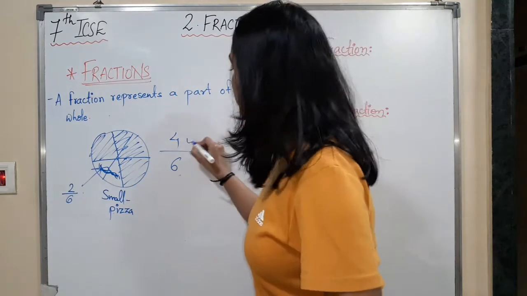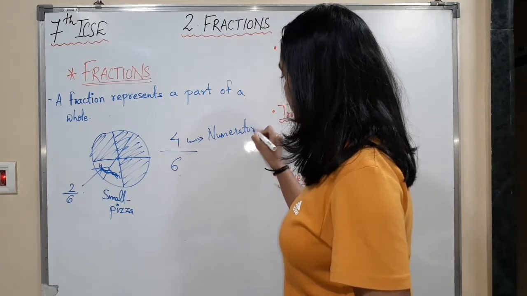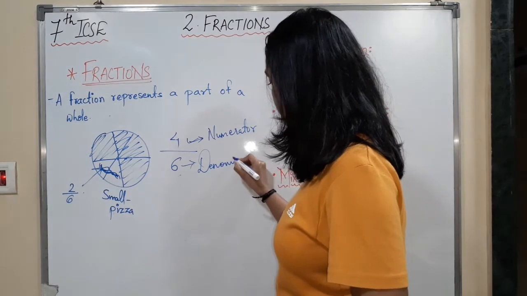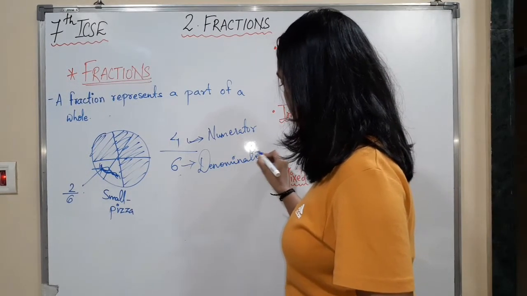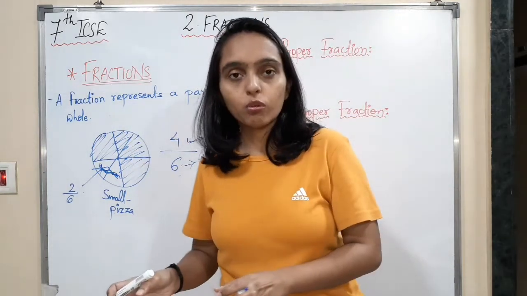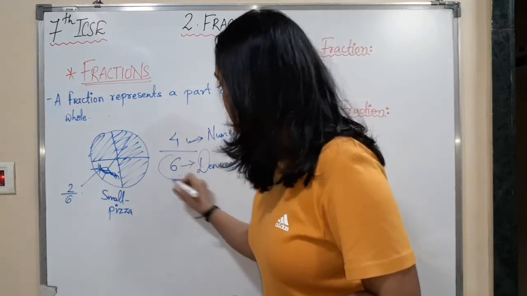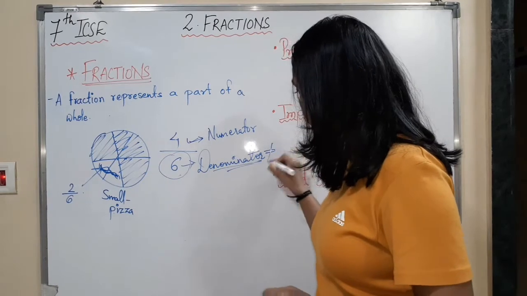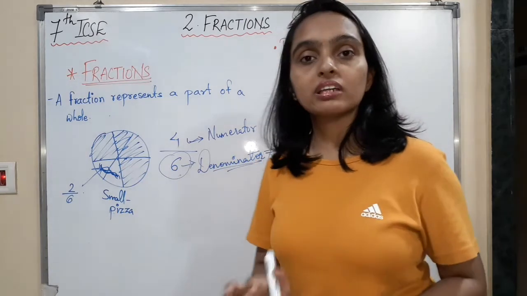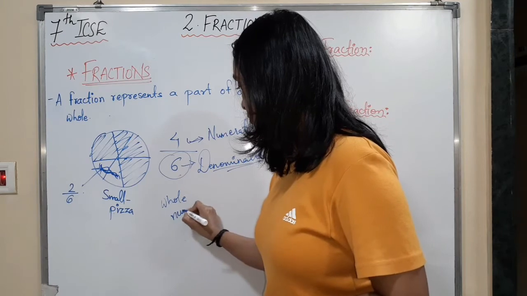Here 4 is said to be the numerator, whereas the whole number of parts is said to be the denominator. Whenever you take any pizza or any whole thing, you will have at least one piece out of it. So your denominator is never 0, and your numerator and denominator both are always whole numbers.